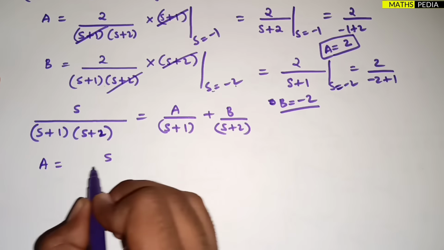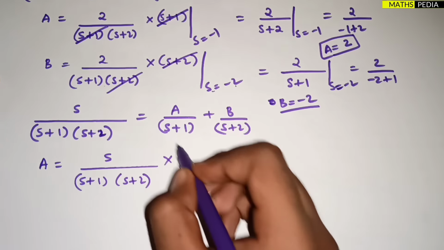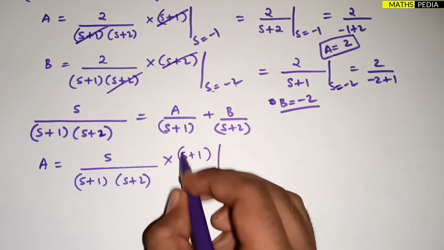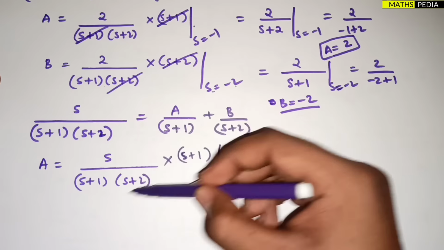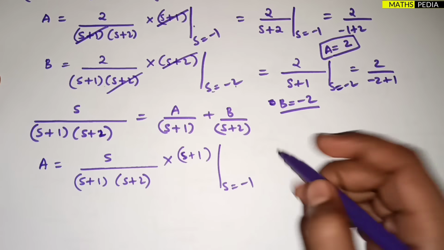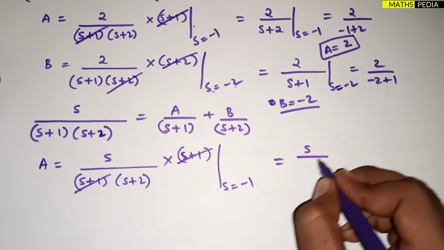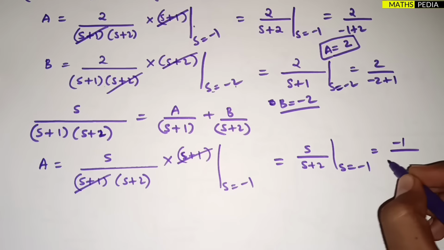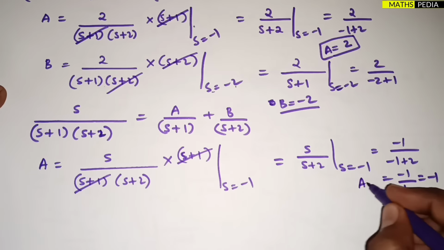A is equal to s by (s plus 1) into (s plus 2). Whatever is there in the denominator of A, I will multiply here and substitute the s value so that this term becomes 0. It is minus 1. You can see the pattern over here. It's the same thing, only the difference is this is changing. Now these two get cancelled. After cancelling, s by s plus 2 is remaining. I have to substitute s equal to minus 1. So what will happen? Minus 1 by minus 1 plus 2, so it is minus 1 by plus 1, which is minus 1. So I got the value of A as minus 1.